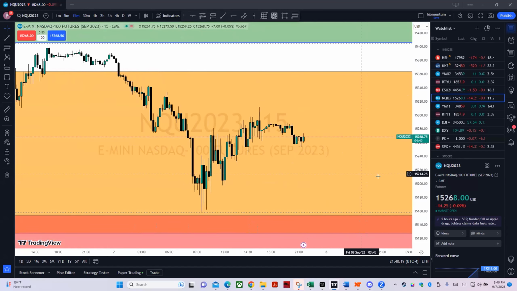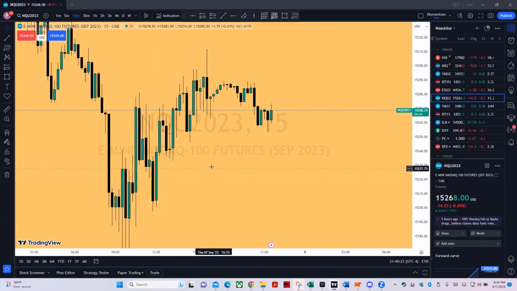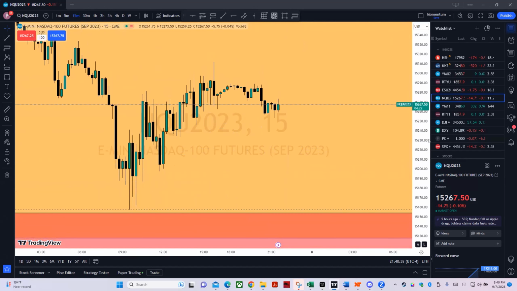But let's see what happened in the wake of the day. So on a 15-minute time frame, the only fair value gap we have left is this one right here that we're currently trading in the Asian session. But what else do we see?